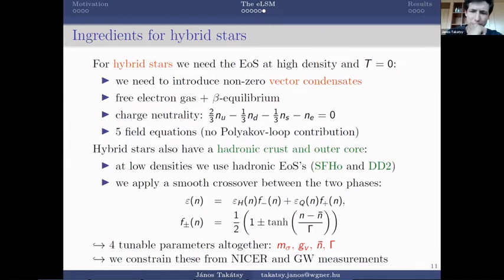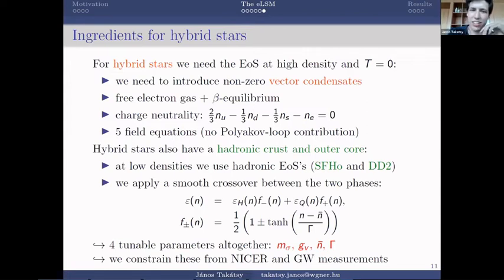Then we also need a charge neutrality condition, and this leaves us with 6 equations, 5 of which are the field equations. The Polyakov loop variables do not give a contribution here, so those are omitted in this case. Also, going to hybrid stars, we should have a hadronic crust and an outer core.